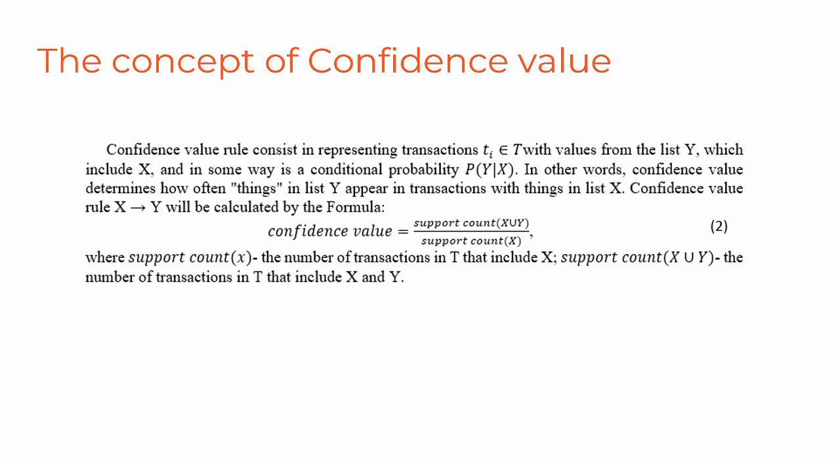The concept of confidence value. The confidence value of a rule is represented by the transactions T with values from the list y which include x, and in some way is a conditional probability P. In other words, confidence value determines how often things in list y appear in transactions with things in list x. The confidence value of the rule x implies y is calculated by the formula, where support count of x is the number of transactions in T that include x, and support count of the union of x and y is the number of transactions in T that include x and y.